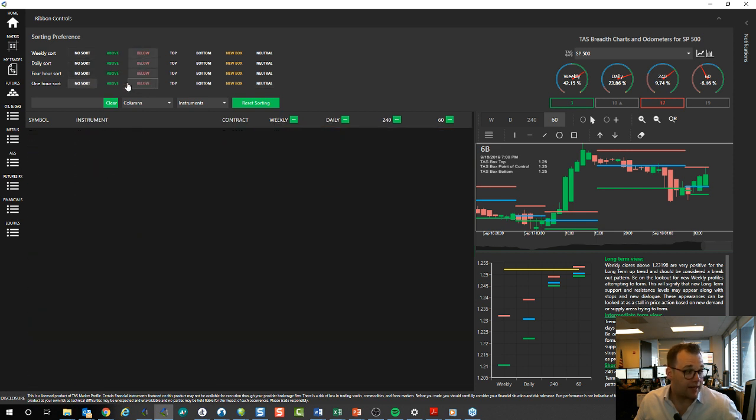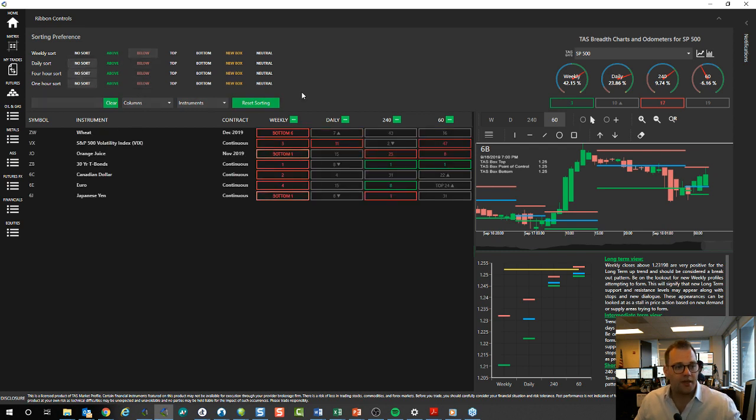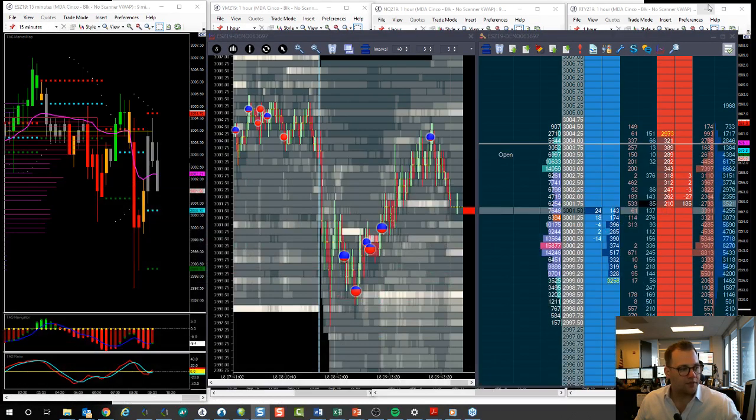We're not seeing anything similar set up on the bears, so you never know what's going to appear on these. But it's a tool I use every single day throughout the day to look for those different setups.